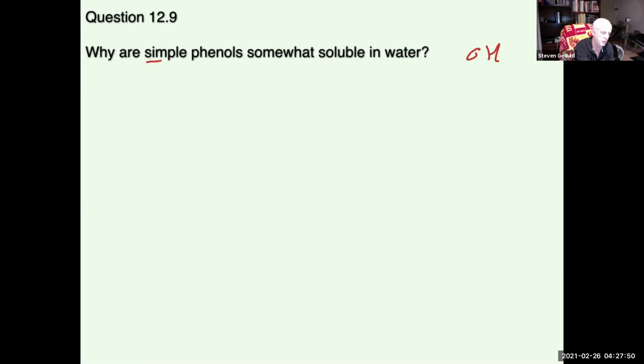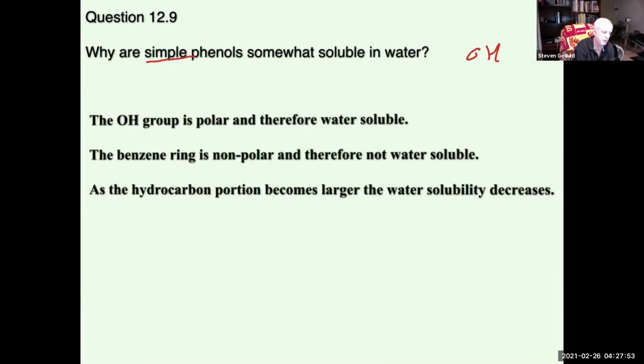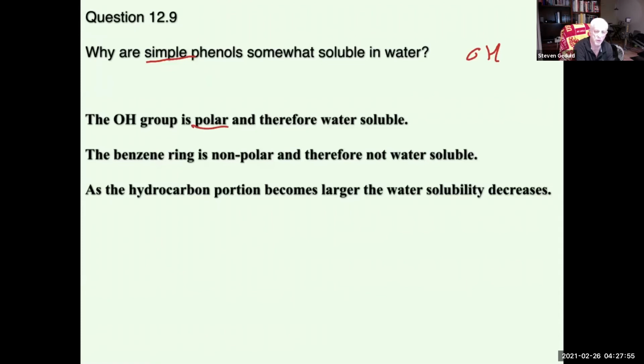So simple phenols without a lot of carbons attached to it, the OH group is polar, so it's water soluble. The benzene ring is nonpolar. It's not water soluble. So as the hydrocarbon portion becomes larger, the water solubility decreases. So a benzene ring by itself is nonpolar, it will not dissolve in water. Put an OH group on it, it becomes a phenol, it will dissolve in water. But the more stuff you add, the less soluble it becomes. Okay, it all depends on the ratio of the OH groups to the rest of the hydrocarbons attached.